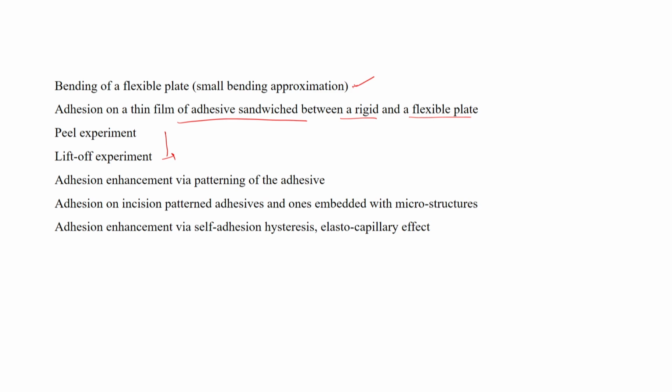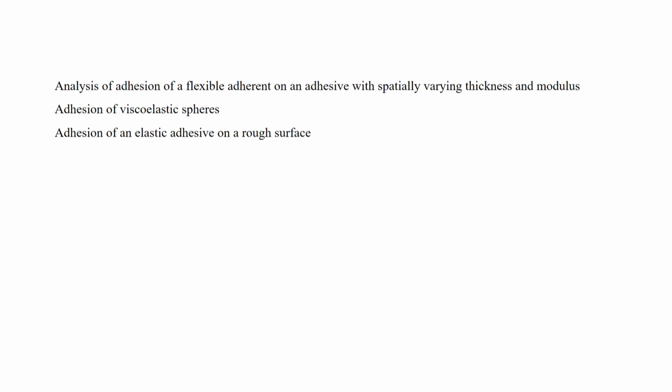Then I described adhesion enhancement, without viscoelastic effects, via physical effects and patterning of the adhesive. While doing that, I described the incision pattern adhesive, adhesive embedded with microstructures, the elastocapillary effect, and self-adhesion hysteresis. Then I described the analysis of adhesion of a flexible adherent on an adhesive with spatially varying thickness and modulus, and adhesion of viscoelastic spheres, and finally I touched upon the subject of an elastic adhesive on a rough surface.